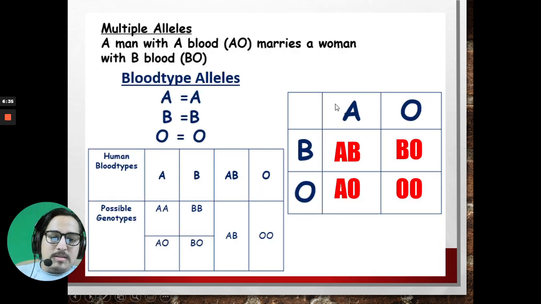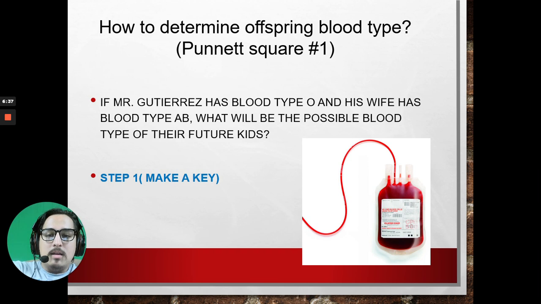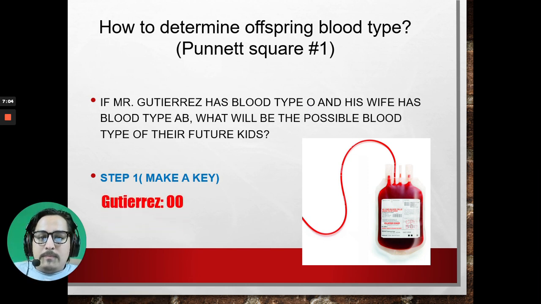Next, again, copy this down now, please. If Mr. Gutierrez has blood type O and his wife has blood type AB, what would be the possible blood types of their future kids? So, the first step, make a key. What do I mean by that? Find out what the parents look like in the sense of blood type. It tells you that Mr. Gutierrez is type O, so the only combination I could have if I'm type O is OO. Now, my wife is going to have type AB. The only way to get AB is to have an A and a B. That one's easy. Copy this down.